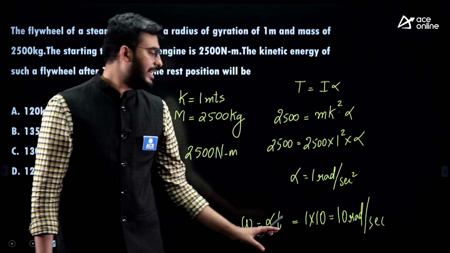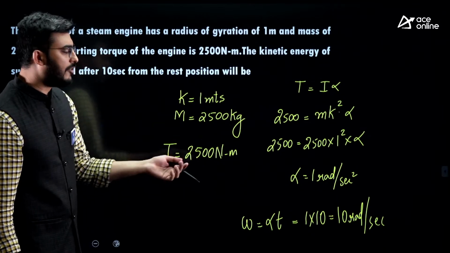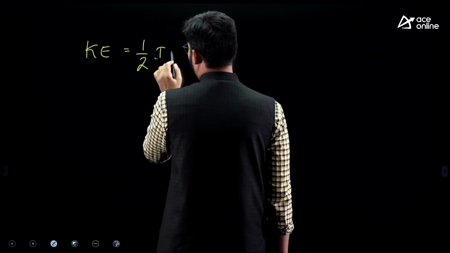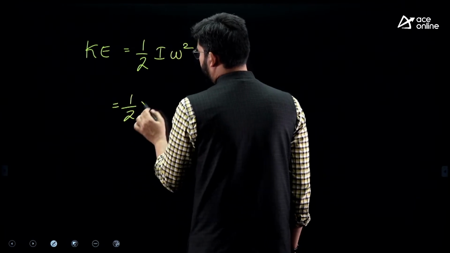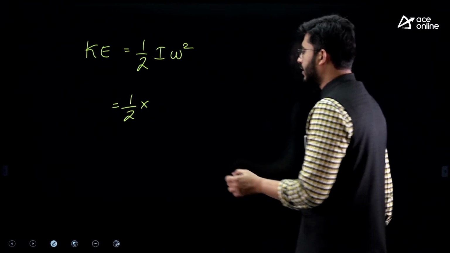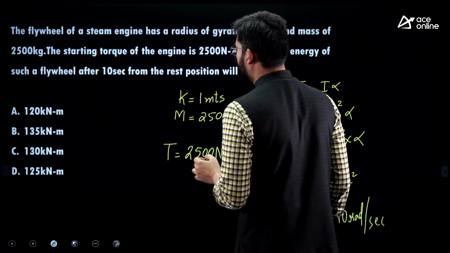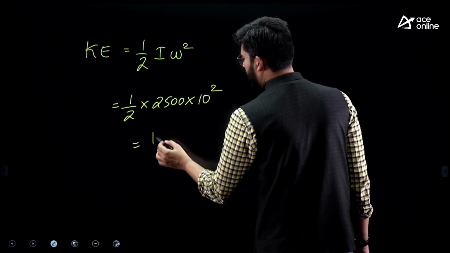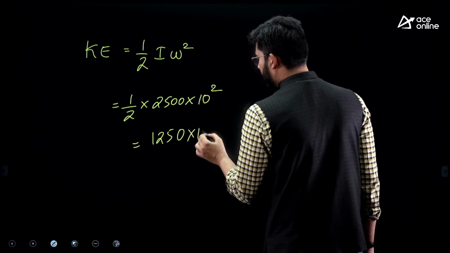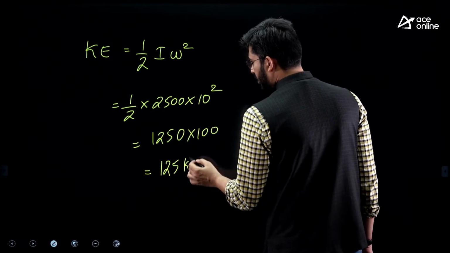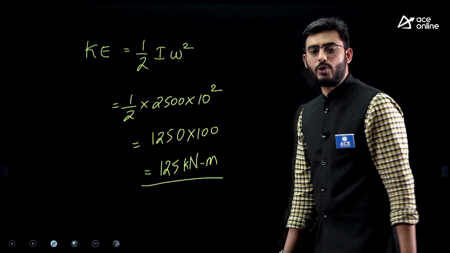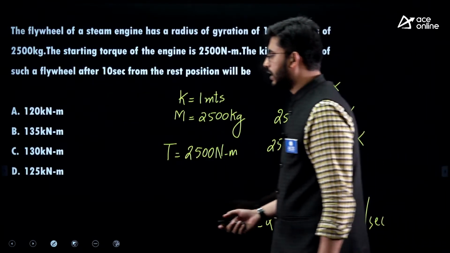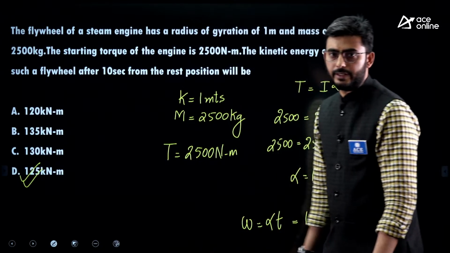Now you are required to calculate the kinetic energy, that is the instantaneous energy in the flywheel after 10 seconds. The standard relation for kinetic energy is K is equal to 1 by 2 times I omega square. So 1 by 2 into I, which is 2500 into 1 square, that is 2500 only, into 10 square. This can be written as 1250 into 100, guys, or we can write it as 125 kilonewton meter, which will be the kinetic energy stored in the flywheel. So option D will be the answer.